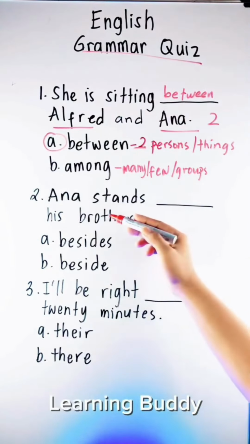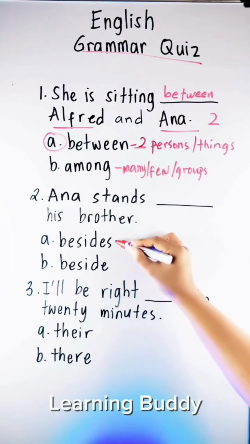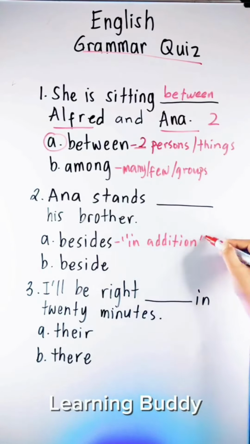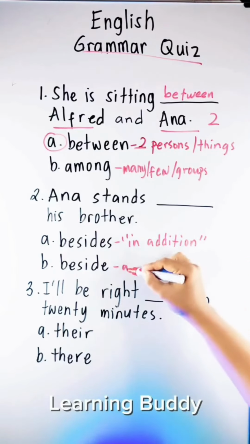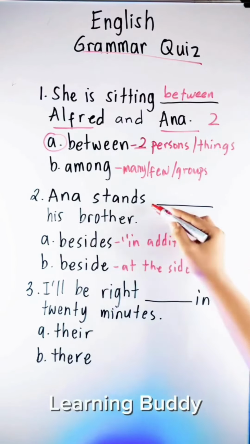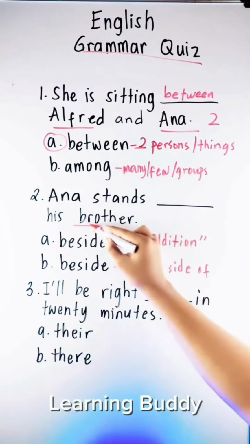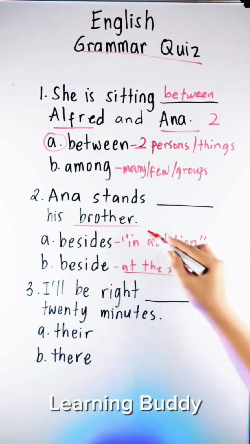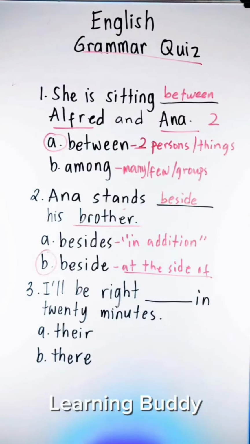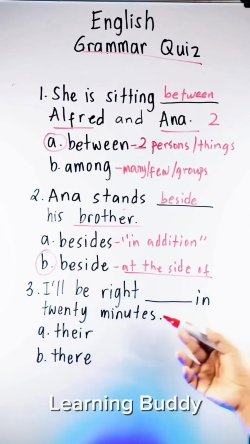Let's have the next one. Anna stands blank his brother. A besides, B beside. Remember that besides with an S is tantamount to in addition or in addition to. Meanwhile, beside without an S is at the side of. Anna stands beside his brother.